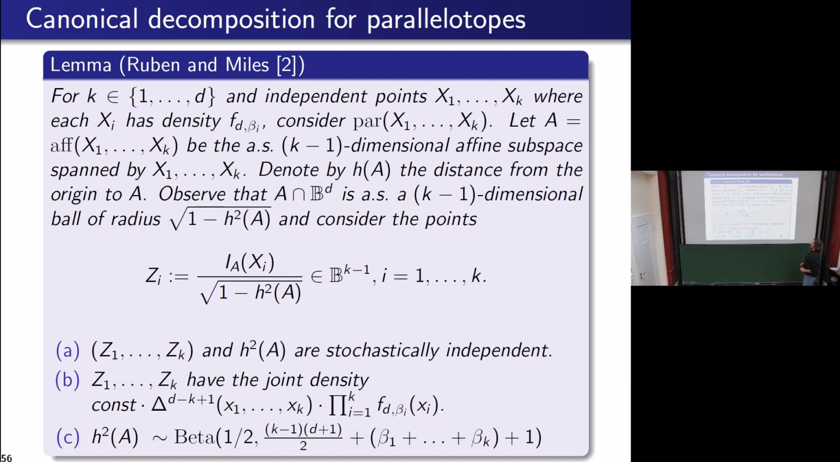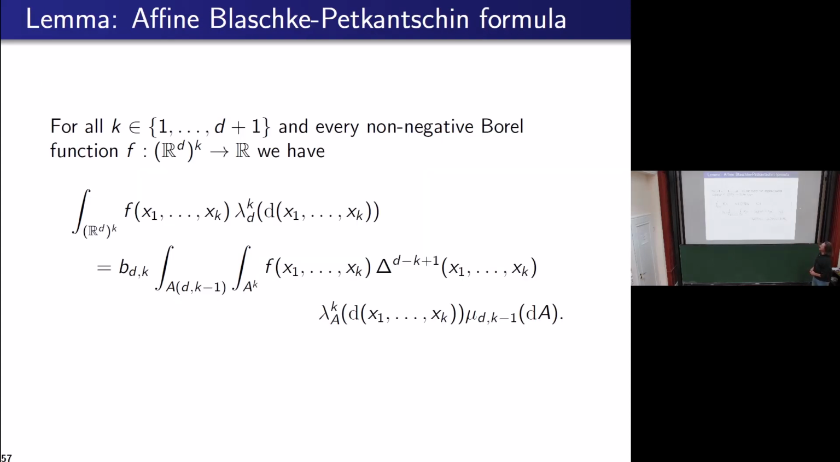Now, where does this weight come from? The answer is the affine Blaschke-Petkantschin formula, which Daniel has already introduced, at least in 2 dimensions, and this is just the general version in d dimensions. So this is good that he introduced it, because in particular, I don't need to introduce these measures, because he already has done that. Just as a reminder, this is the Lebesgue measure, and this is the measure on affine subspaces.